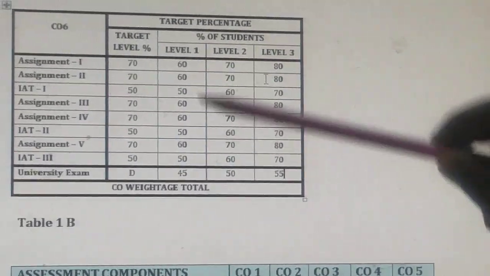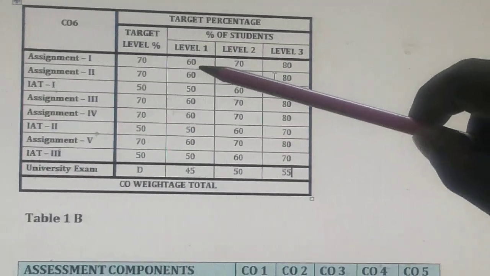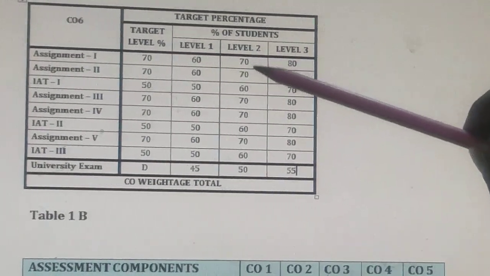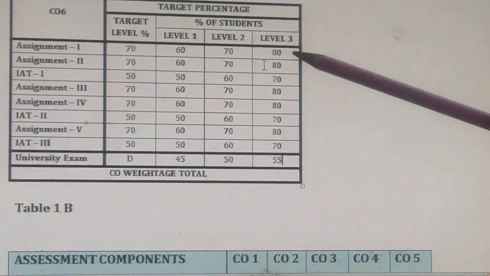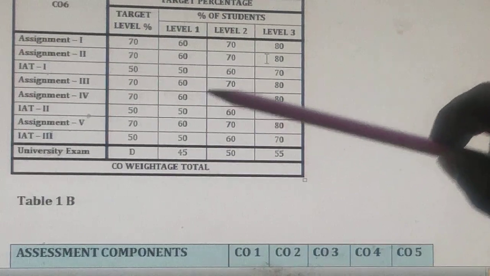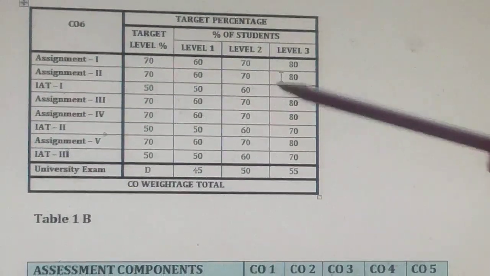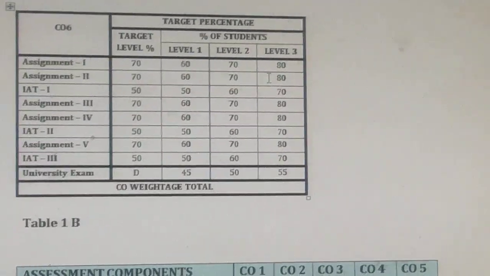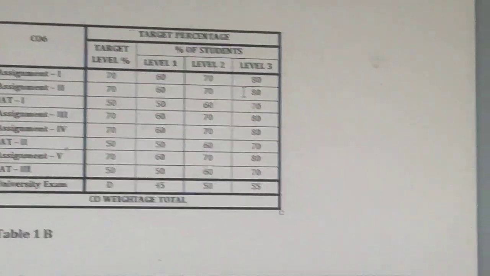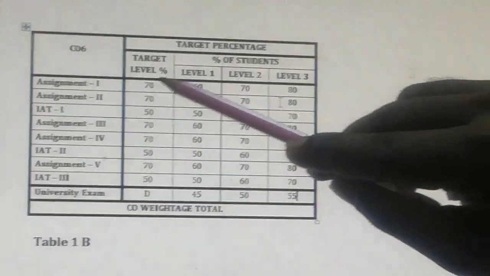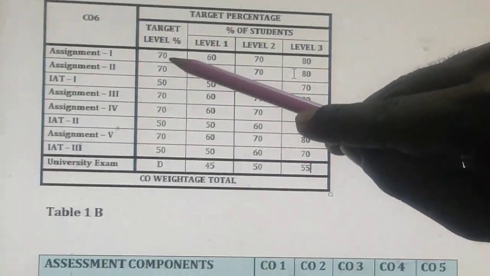For level, for assignment 1, I fixed level 1 at 60, level 2 at 70, level 3 at 80. For all the assignments, I have fixed the same level. So you may vary. For assignment 2, you may fix 70, 80 or 90, or 80, 90 or 100. Whatever it may be, you have finalized them. It means that I fixed my target level as 70%.